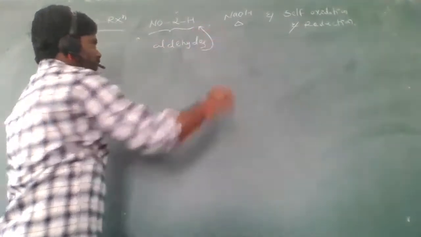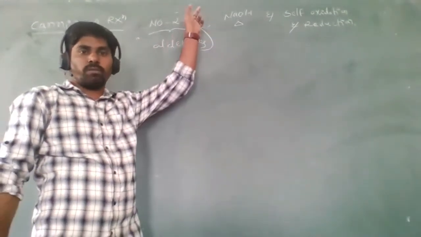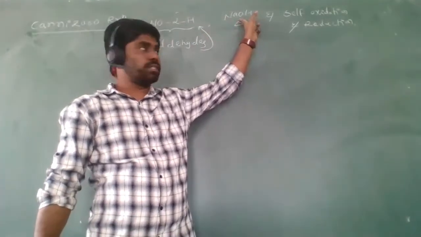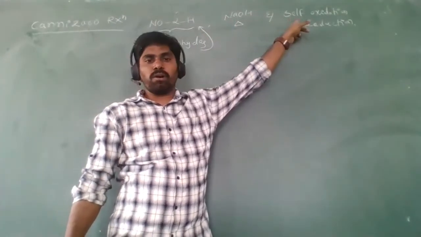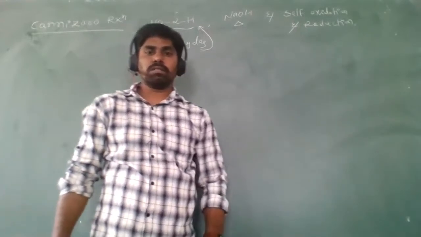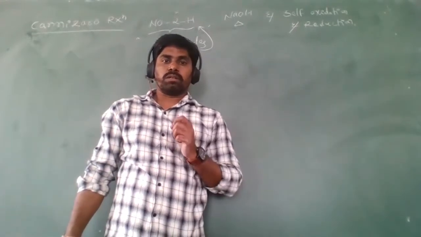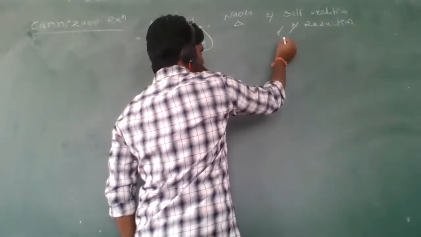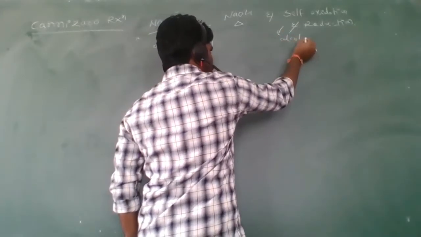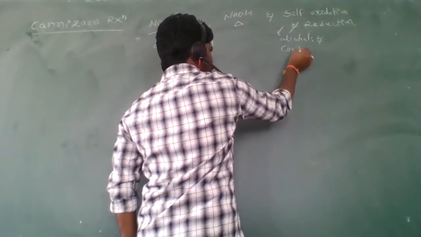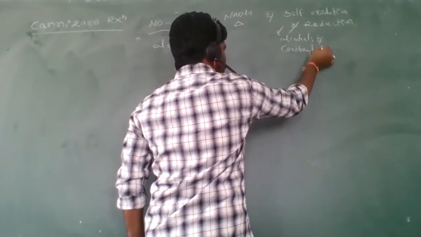Look here. Aldehydes which don't have alpha hydrogens, in the presence of NaOH, undergo self-oxidation and reduction to give alcohols and carboxylic salts. What does it give? Alcohols and carboxylic salt.